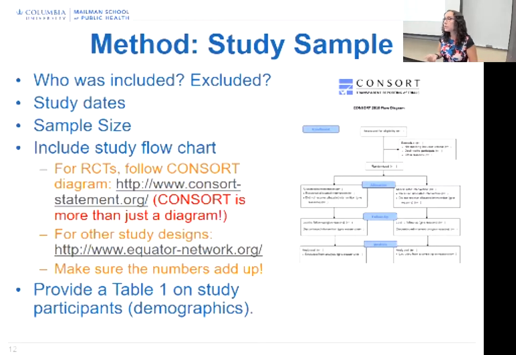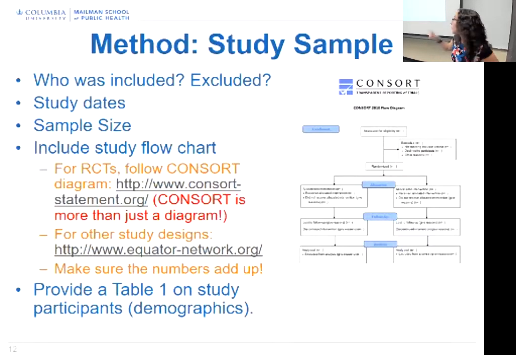You should also include some sort of study flow chart. For a clinical trial, there's very standard reporting guidelines called the CONSORT. I have a picture there of what a typical CONSORT looks like. You can go to their website to download the template. But I also wanted to state that the CONSORT is a lot more than just a diagram. There's a lot of reporting criteria that you need to meet with an RCT. That website's a really great resource for that.